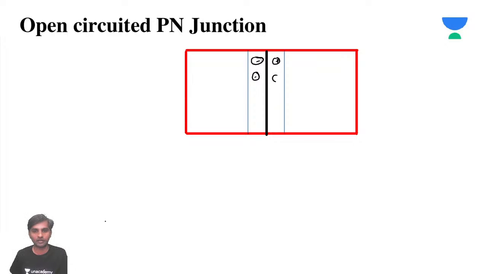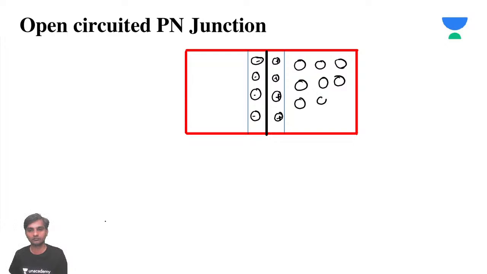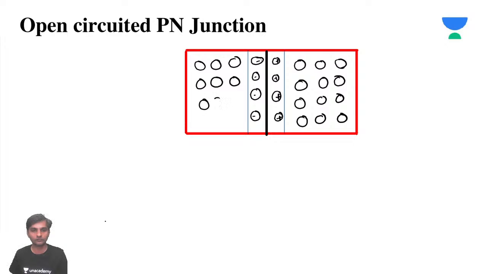I'm just trying to redraw it so that you will have a good understanding of this. Every point is important. So these are all on the P side. Assume this is the P side and this is the N side.